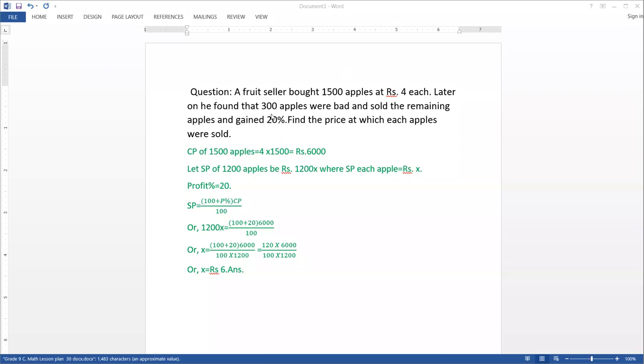Okay, let me explain about the questions. So a fruit seller bought 1,500 apples. Everyone see the information. The fruit seller bought 1,500 apples at rupees 4 each.